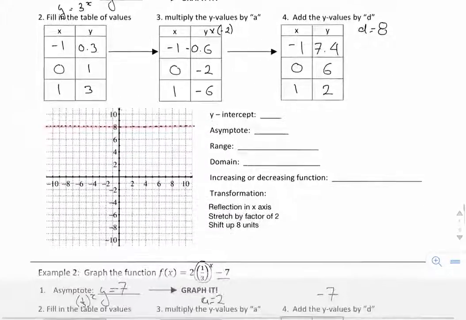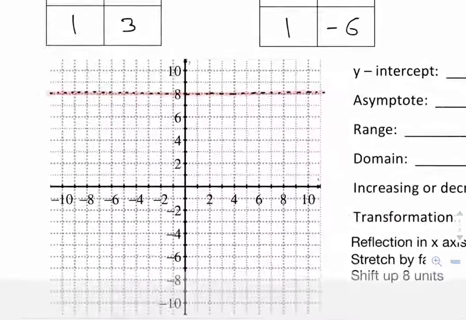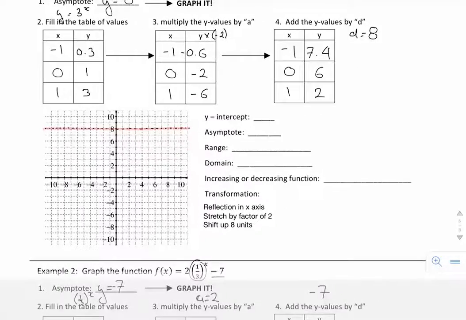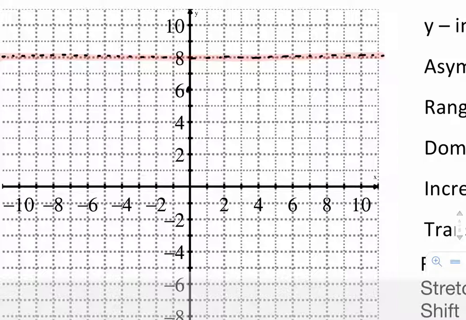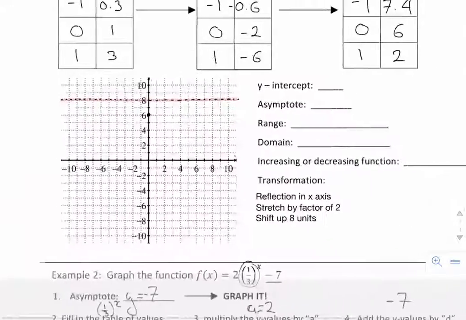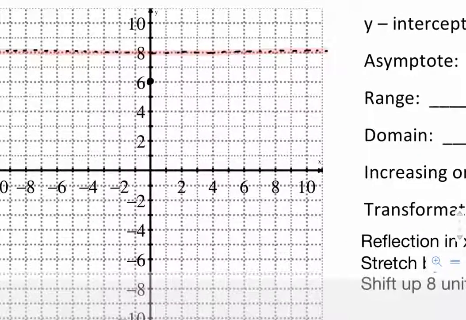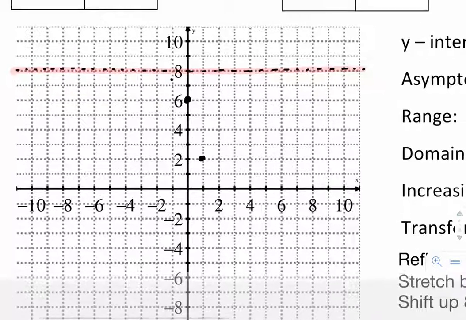So what my graph looks like, roughly, my y-intercept is 0, 6, so I'm going to have a value here. When x is 1, my y value is going to be 2. And then for -1, it'll be very close to 8. So my graph looks something like this. There's one end and there's the other.